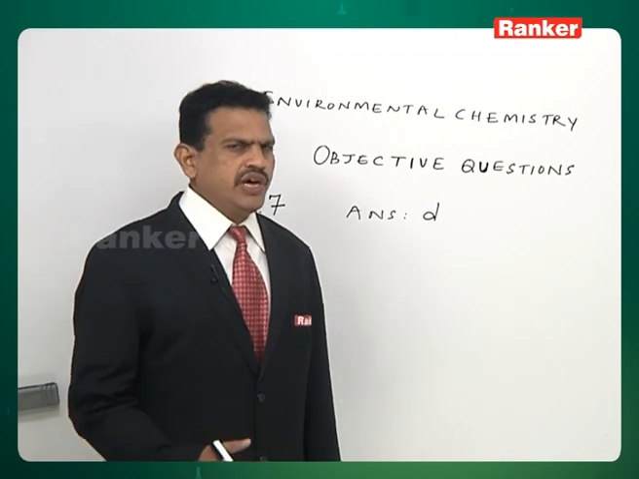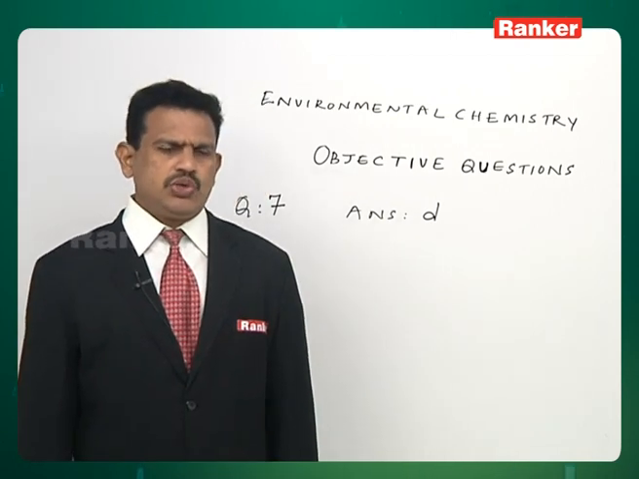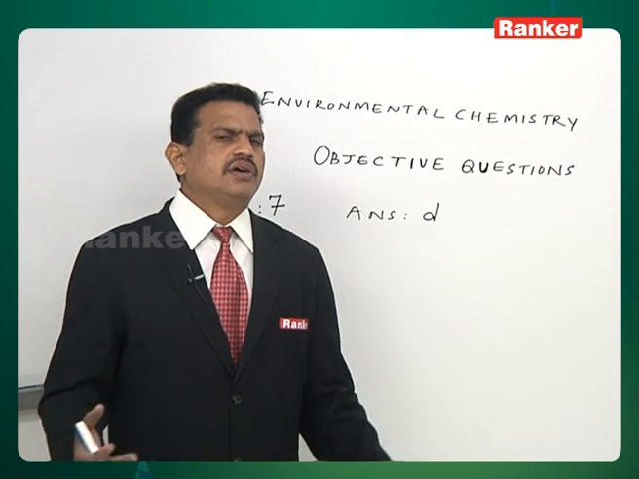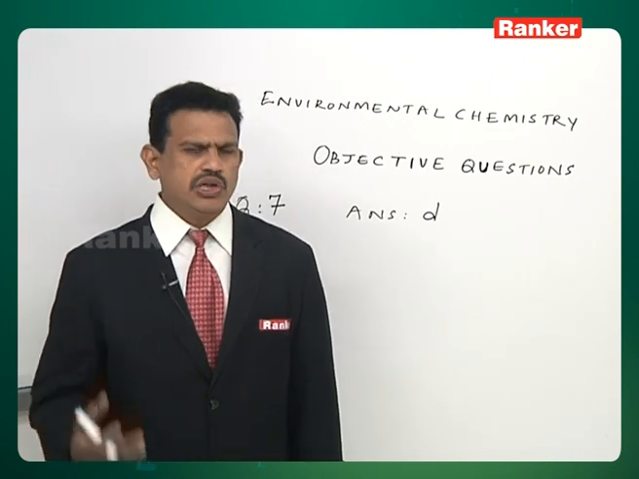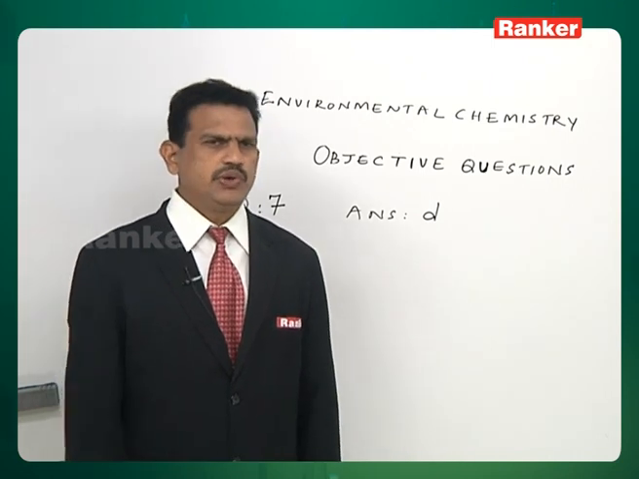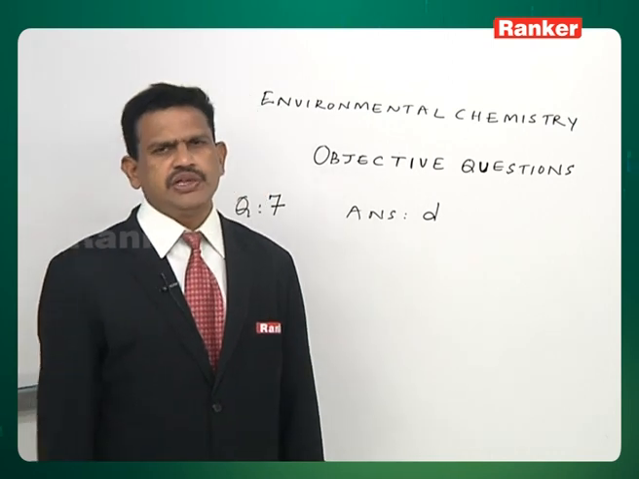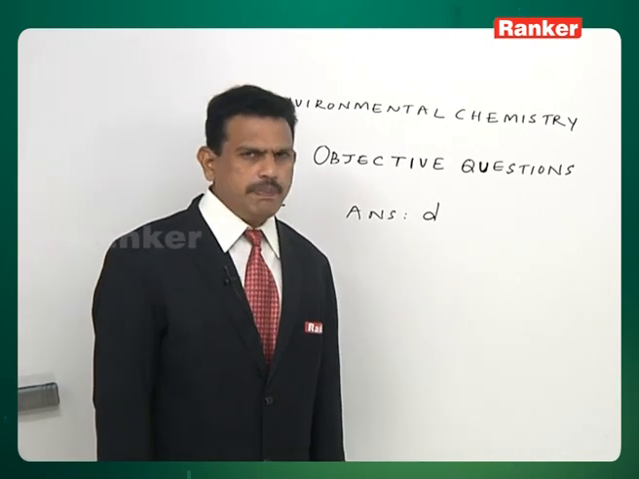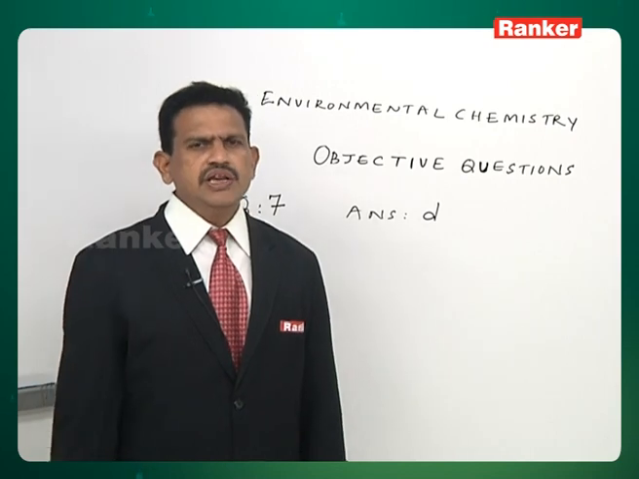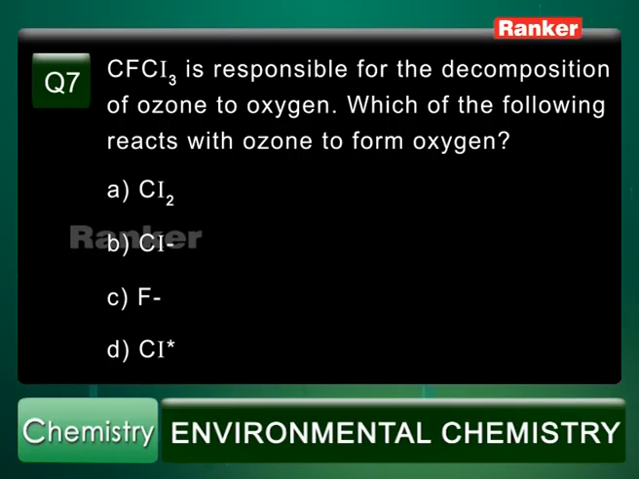And this chlorine free radical attacks 1 lakh ozone molecules. Again, ozone molecules become O2 molecules and a free oxygen is produced. Again this reaction carries on, and the ozone layer gets depleted because of the highly reactive chlorine free radical formation. So we can go for answer D for this question.